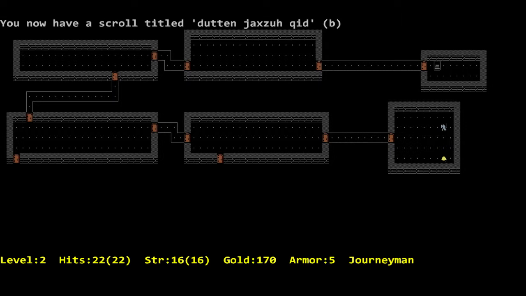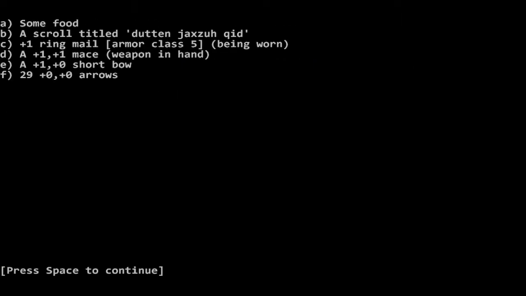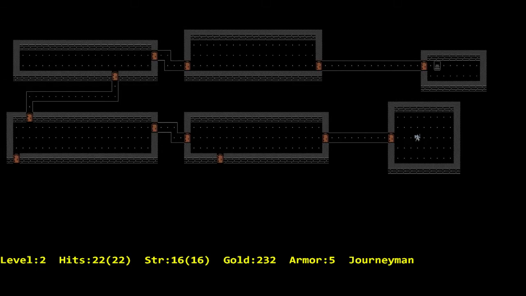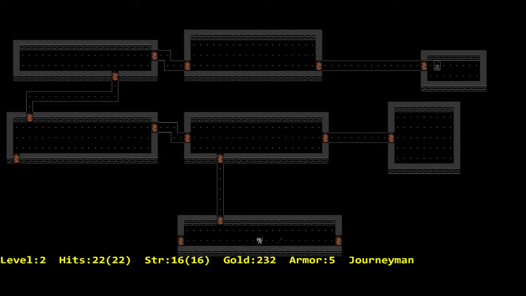And we have found a scroll named Dutton Yakshu Kid. Or something, or Quid. So, the thing about scrolls is, every scroll that we find with the same name, like Dutton Yakshu Kid, will have the same effect for this round. If we find a scroll with a different name, it will have a different effect, but the effects will be consistent with the names.